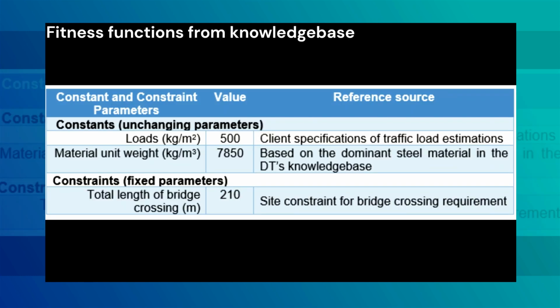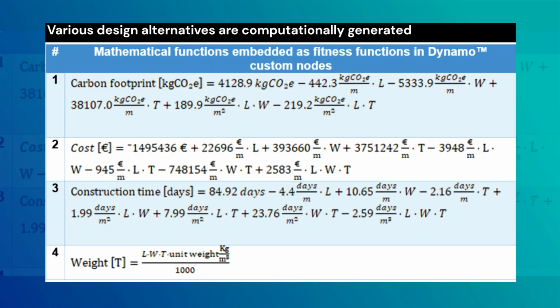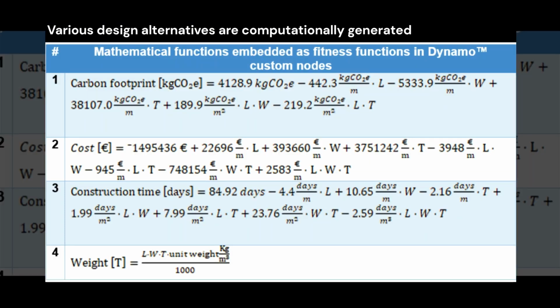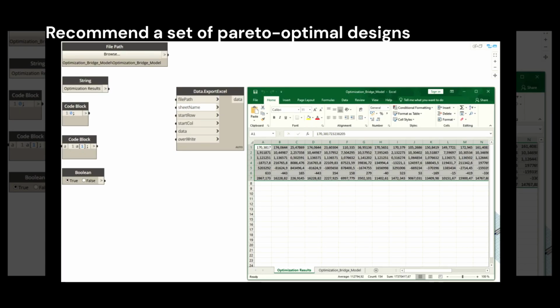The mathematical fitness functions are used for generative design optimization, to computationally generate various design alternatives of the parametric model. Therefore, construction productivity is improved from the early design phase.